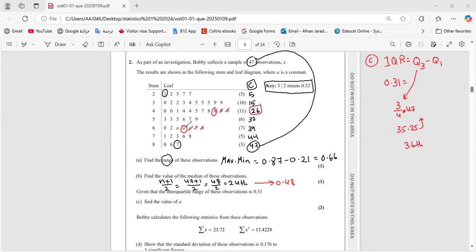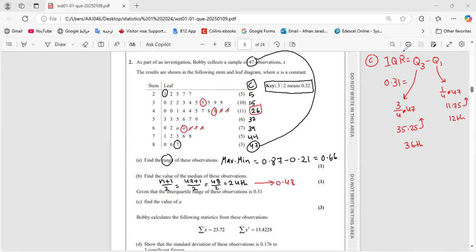It's 0.6A. Okay, and I need to find the first quartile by making 1 over 4 multiplied by 47 to get 11.75, and I need to round it up. It will be 12. How can I find 12? It's this one: 5, 6, 7, 8, 9, 10, 11, 12. So it's 0.35.